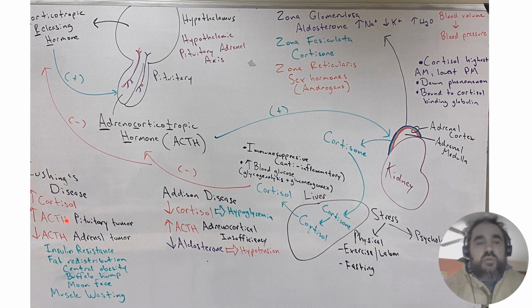So symptoms in Cushing's disease, this is important to understand. Cortisol, we already talked about all of them. Excess cortisol, excess glucose, this can lead to insulin resistance and overt type 2 diabetes. Fat redistribution, so especially central obesity. I know that for testing purposes maybe. Buffalo hump, moon face, and then muscle wasting. Why muscle wasting? Because of this gluconeogenesis.